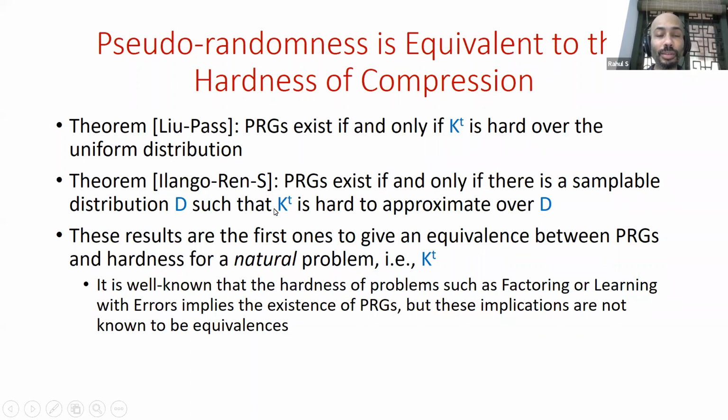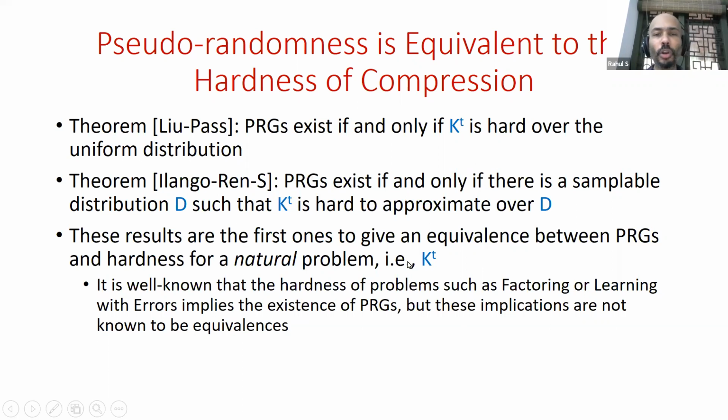And in fact, quite extraordinarily, you can replace K^T here by Kolmogorov complexity and you would get essentially the same result. There's a minor condition I'm hiding here for K^T, but for Kolmogorov complexity, if you ignore the T, this is actually an equivalence proved in a paper. And these results are the first ones to give equivalences between PRGs and hardness for natural problems, for example K^T and Kolmogorov complexity.